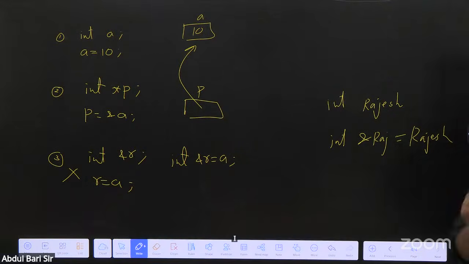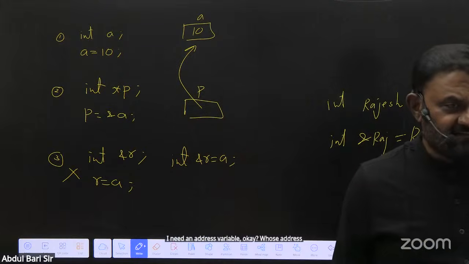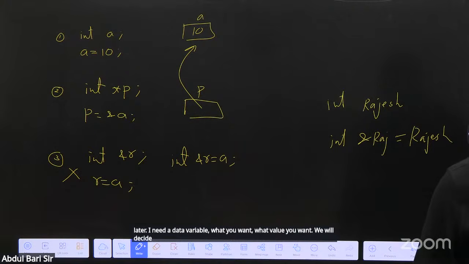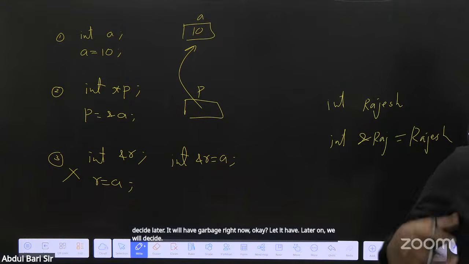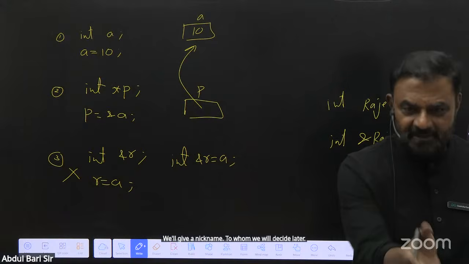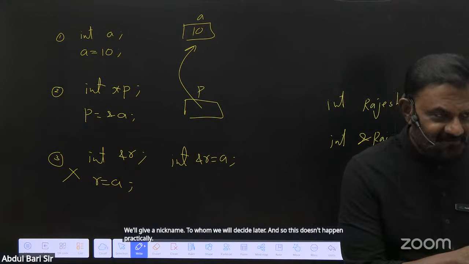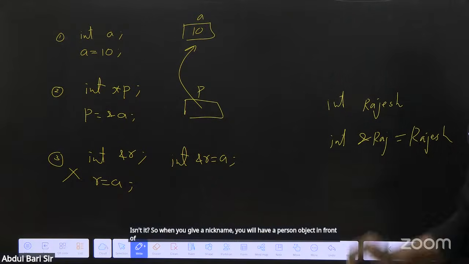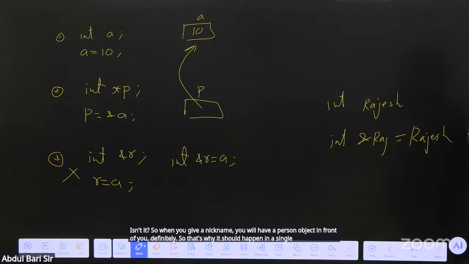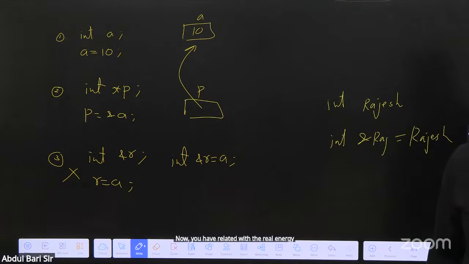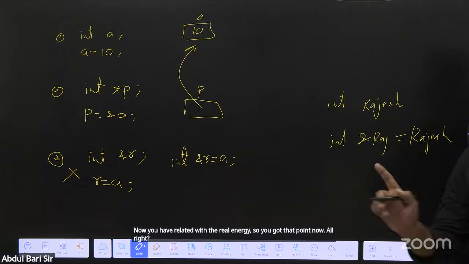I need an address variable. Whose address will you keep? We will decide later. I need a data variable. What value do you want? We will decide later. It will have garbage right now. That is fine, but for a nickname, to whom? We will decide later. So this doesn't happen practically, isn't it? When you give a nickname, you will definitely have a person object in front of you. So that's why it should happen in a single line only. Now you have related it with a real analogy, so you got that point now. All right, finished.